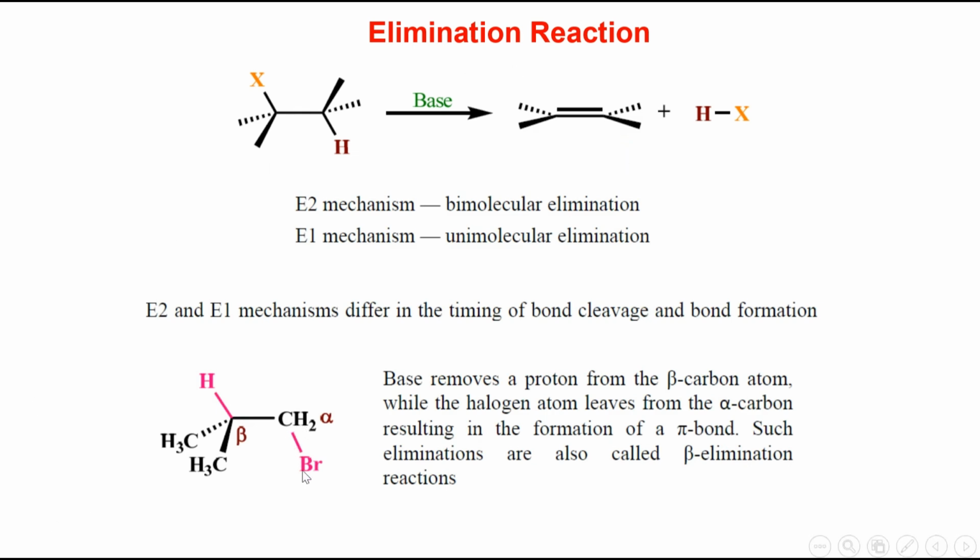This carbon to which the halogen is attached is the alpha carbon, and the adjacent carbon to this alpha carbon is the beta carbon. The base takes out the proton, the halogen leaves, and they combine and are lost as hydrogen halide, and a double bond is formed. As the proton is eliminated from the beta position, it is called beta elimination reaction.